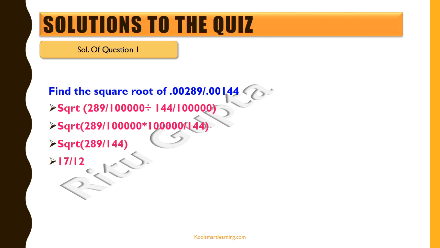Now we know that the square root of 289 is 17 and the square root of 144 is 12. So the square root of P by Q is also equal to the square root of P divided by the square root of Q. So here is what we get as the answer. So option C is the correct answer.